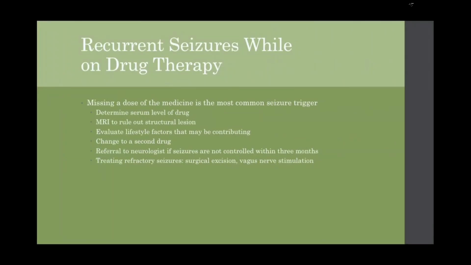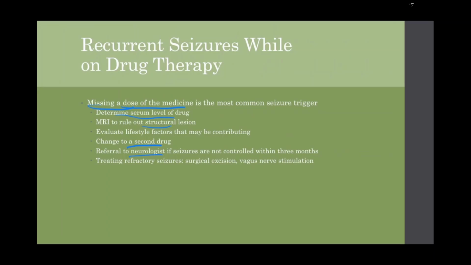Recurrent seizures while on drug therapy. Again, missing a dose is the most common cause. So determine the serum level of the drug. You can get a valproic acid level if they're on valproic acid and see what those levels are. Get an MRI to rule out any structural lesion, because they're having seizures while on a medication. If they're taking their medications and still had a seizure, you want to make sure they don't have a brain mass or something causing an issue. Consider lifestyle factors, and you can also change to a second drug. Go to neurology if they're not controlled within 3 months. Usually everyone is going to see a neurologist anyway if they have a seizure.